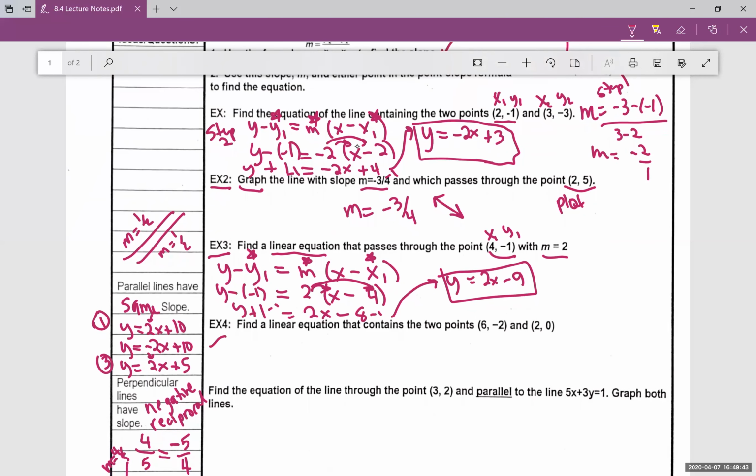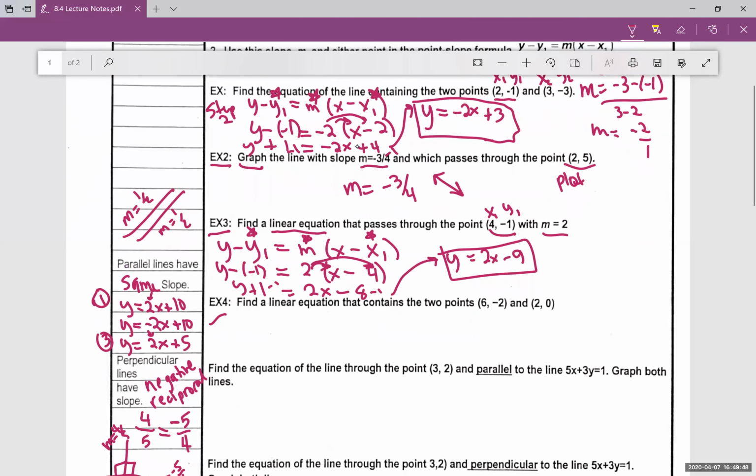Find the linear equation that contains 2 points, (6, negative 2) and (2, 0). Okay, so I want to ask you, what is step 1? Step 1, find the slope. So here's what we have on the top, 0 minus negative 2, those are the y's, and then on the bottom, 2 minus 6. 0 plus 2, that's 2 over negative 4. It all comes down to m equal to negative 1/2 after you simplify, because 2 over negative 4 simplifies down to negative 1/2.